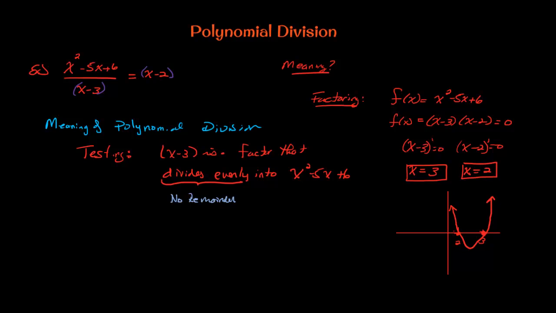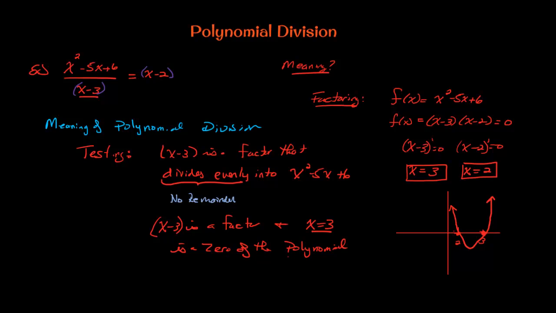And I think we remember doing this a little while back, depending on when you watched the video, that there was no remainder. It went in a perfect amount of x minus 2 times. So what does that mean? That means that x minus 3 is a factor, and x equals 3 is a zero of the polynomial. Since x minus 3 is a factor and it divides evenly, then x equals 3 is a zero of the polynomial.